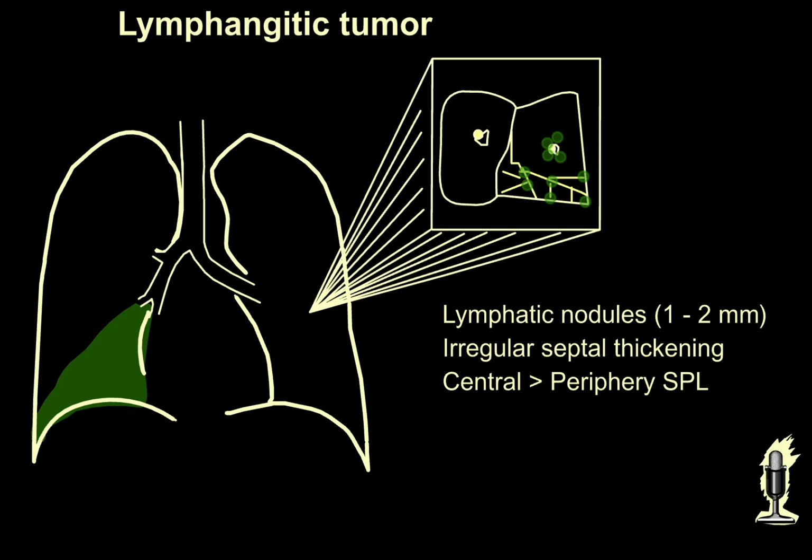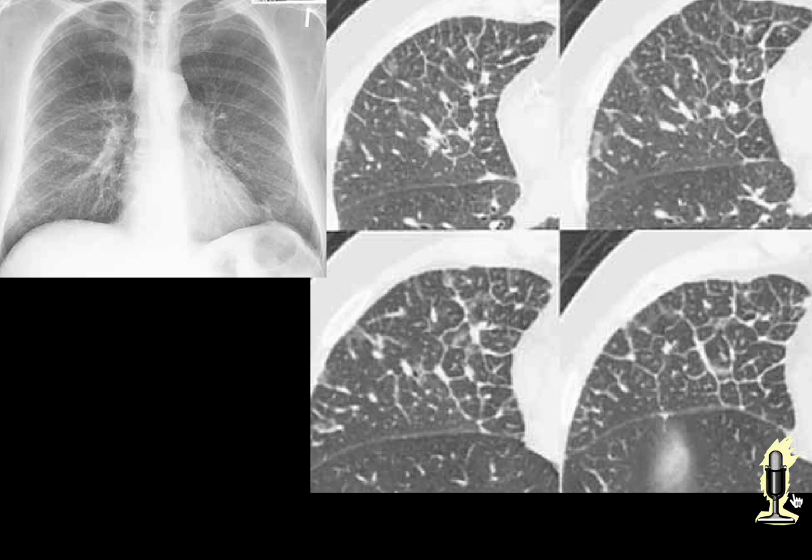Similar to sarcoid, the nodules involve the lymphatics. In general, the central bronchovascular structures are more severely involved than the periphery of the lobule. In this example, lymphangitic tumor involved only the right middle lobe. Note the irregular thickening of both the septa and the bronchovascular bundles.